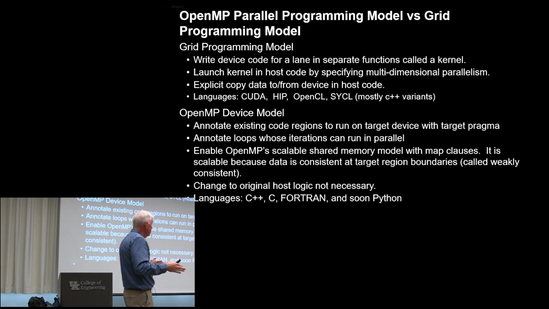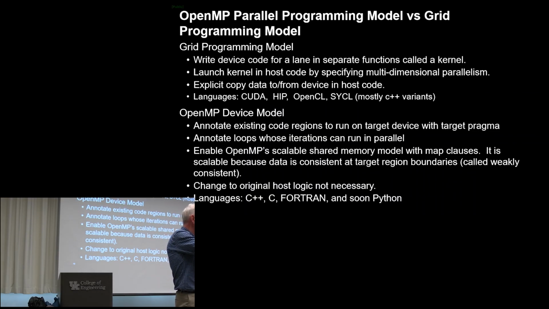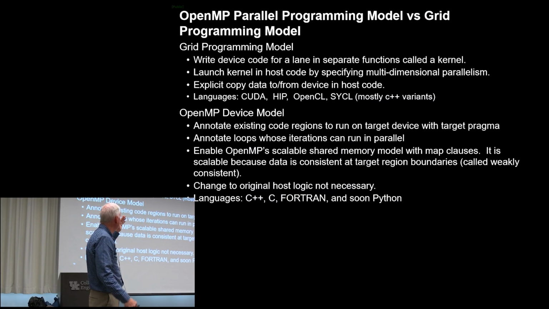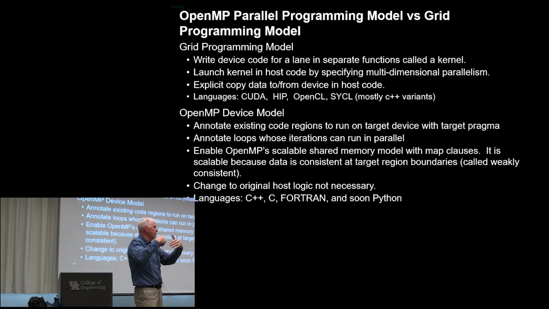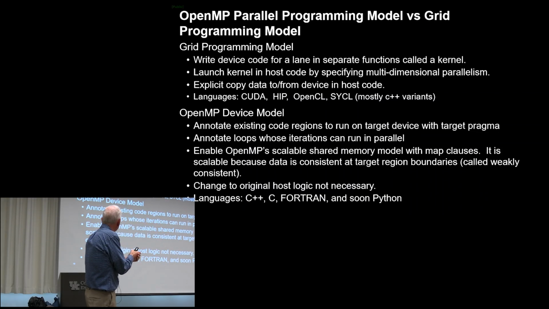All right, let's take a look at the OpenMP programming model versus grid. The things we talked about earlier, CUDA, HIP, OpenCL, SYCL, are all grid programming. When you write the code for a lane in a separate function, you write it as if it's running just a lane, and it's kind of like MPI: you launch the kernel and you query what is my thread, what is my work group, X, Y, and Z coordinates. You query all of these things to determine what you're going to do on that thread. That's what grid level programming is like.